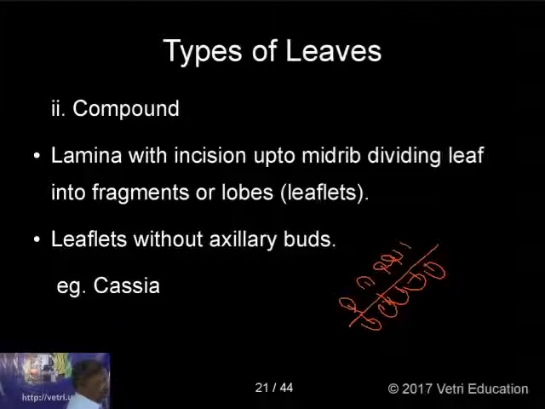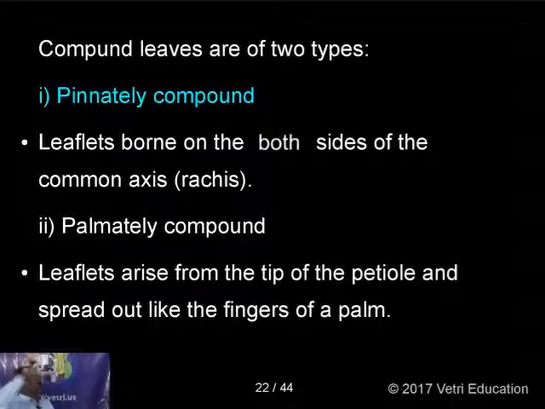And the difference between a leaflet and a branch is that in their axils there is no axillary bud. Whereas in the normal leaves, in the axil of a simple leaf, you can find an axillary bud. Whereas here, no axillary buds are found in the axils of these leaflets. Example, Cassia. One example is given. But here in compound leaves, you have different types. We'll deal with them later. So here, compound leaves are of two types.